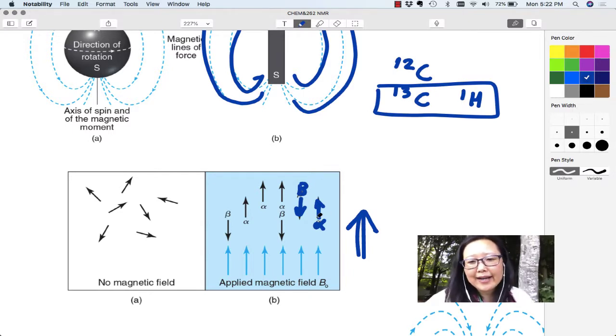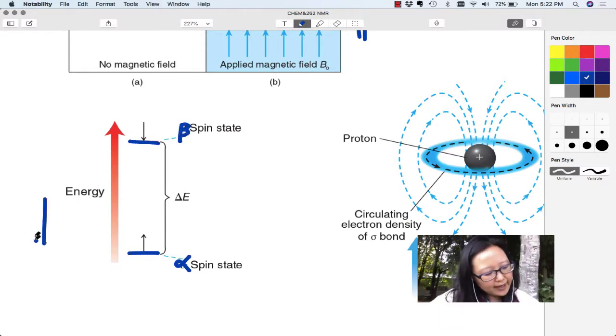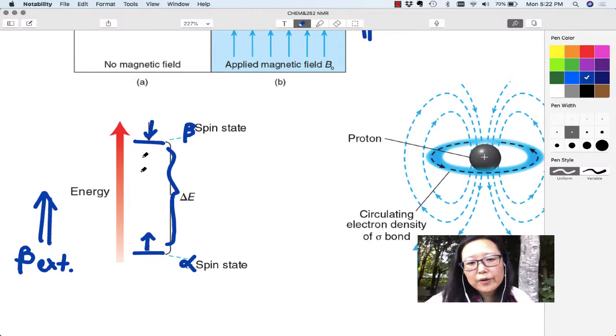Now you can see already if you're aligned with the field, you're going to be more stable than if you're aligned against the field. That's going to be higher energy. So if you map that in an energy diagram, you could say the energy of the alpha state is lower than the energy of the beta state. So if you have an external field, and we usually use B as a symbol of magnetic field, you could be with that field, same orientation, or you could be against it. So there's this kind of energy change associated with those two states.